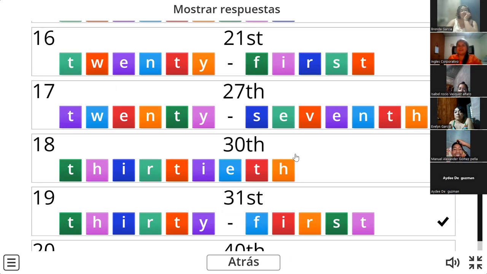Who is it that has that noise? Try to use mute si tienen ruido, okay?